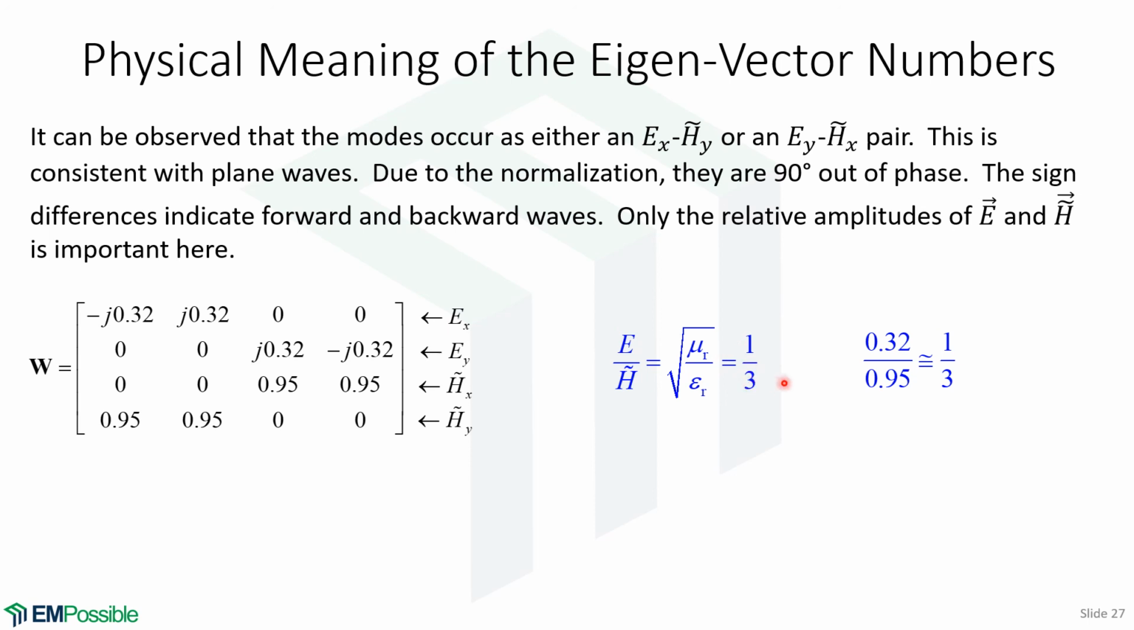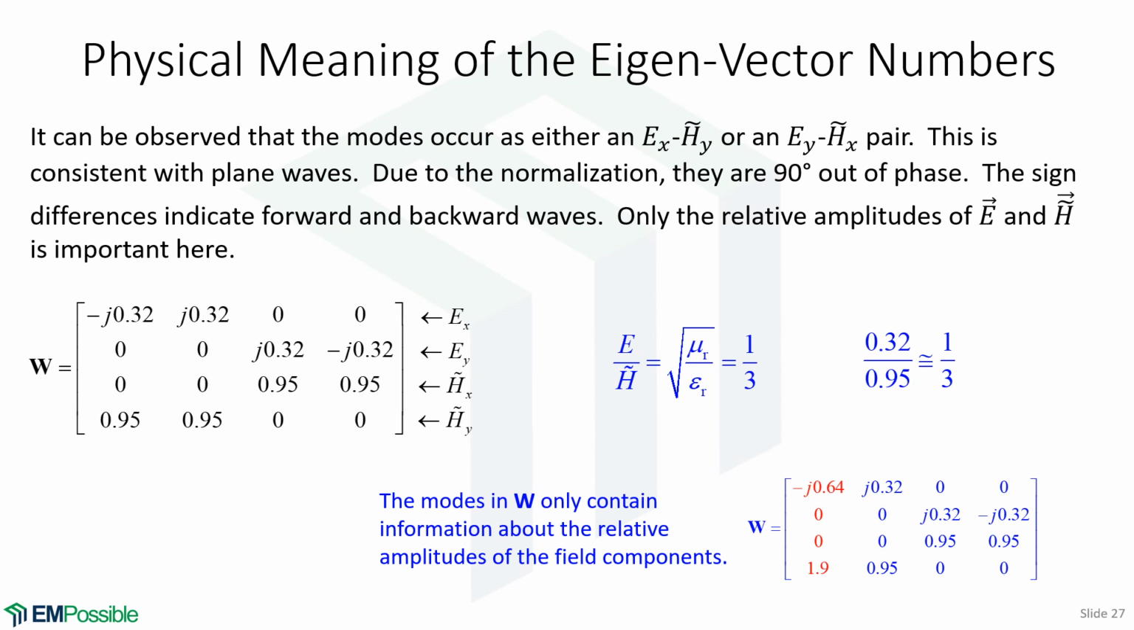Well, let's check the numbers. The electric field was about 0.32. I know we had minuses and j's, but it's 0.32. The H was a 0.95. If we look at that ratio, it's 1/3. So really, the numbers here between the E and the H are enforcing the impedance. It's making sure that that is balanced.